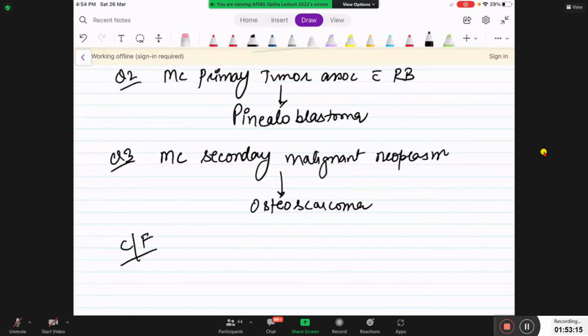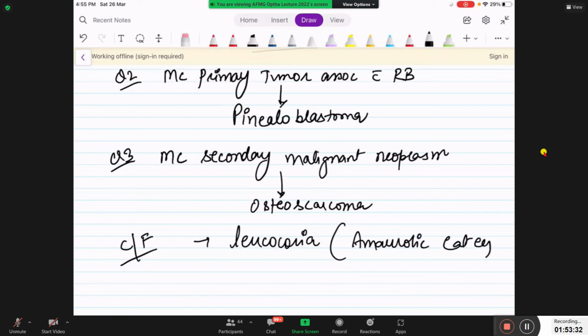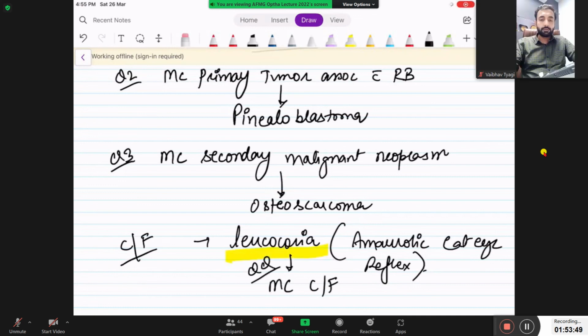Coming to clinical features, patient presents to you with leukocoria reflex. Other name for leukocoria we have discussed in endophthalmitis. It is also called as amaurotic cat eye reflex. If you remember, yesterday we have discussed it. And this leukocoria is most common clinical feature. Important question. Most common clinical feature.